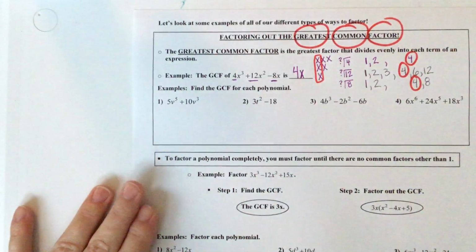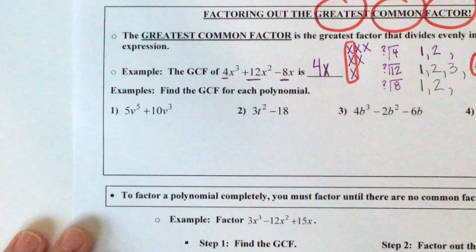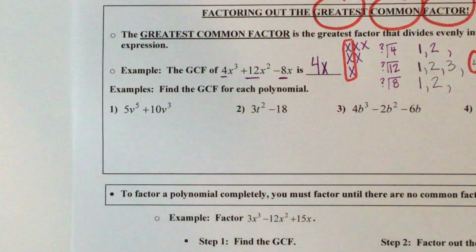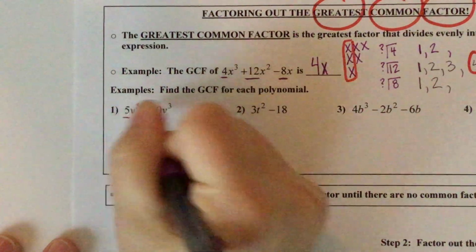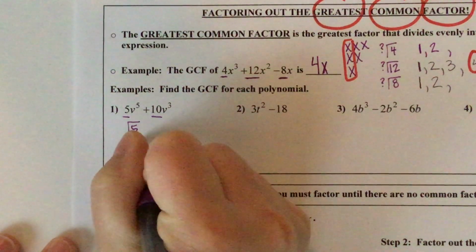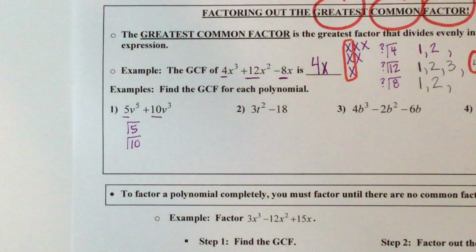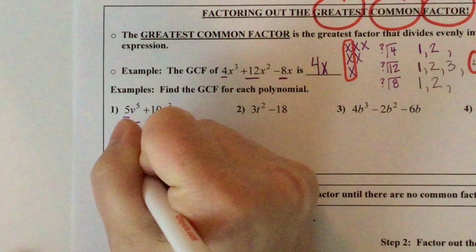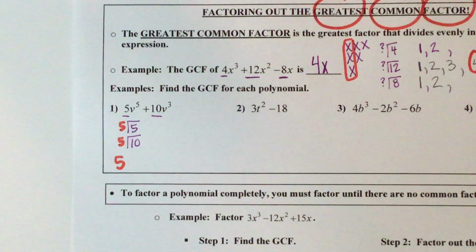Okay, so looking at number 1, let's start with just the leading coefficients. So 5 and 10. I'm looking for the greatest number that can divide into 5 and also divide into 10. And do you know what it is? It's a 5. 5 is the greatest number that can divide into 5 and also divide into 10.